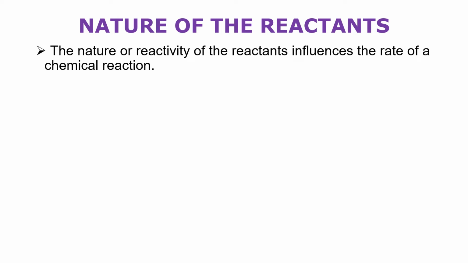Now the nature or the reactivity of the reactants influences the rate of a chemical reaction. It's obvious, let me tell you in simple words. If I take a highly reactive element, it will react faster. If I take a less reactive element, it will react very slowly. So if the substance is highly reactive, it will react faster and the speed of the reaction will be higher. And if the substance has a low reactivity, then the speed will be very less. The reaction will take a longer time to go.